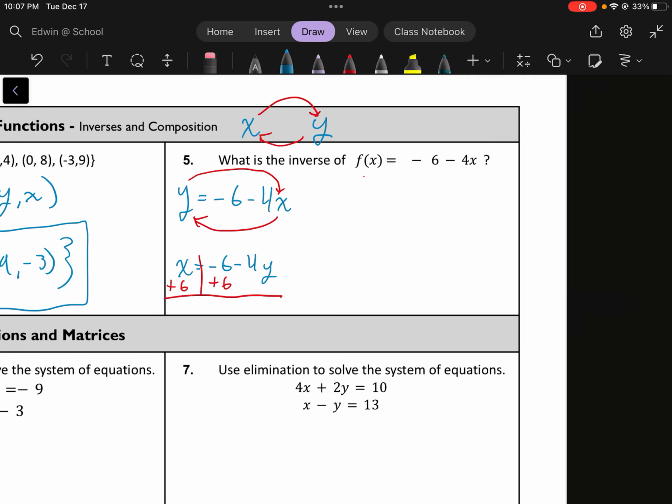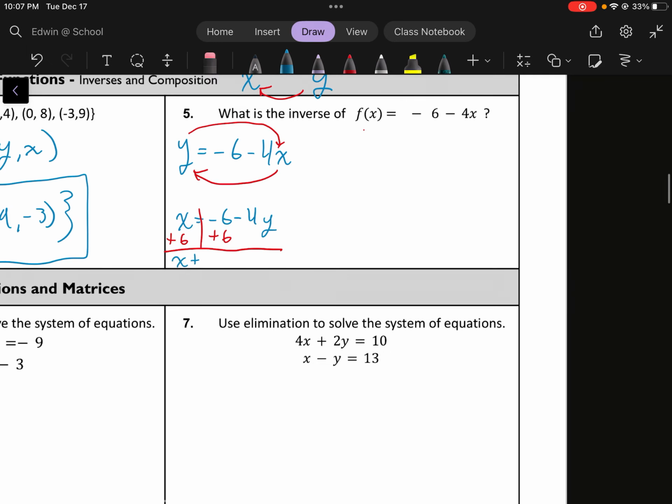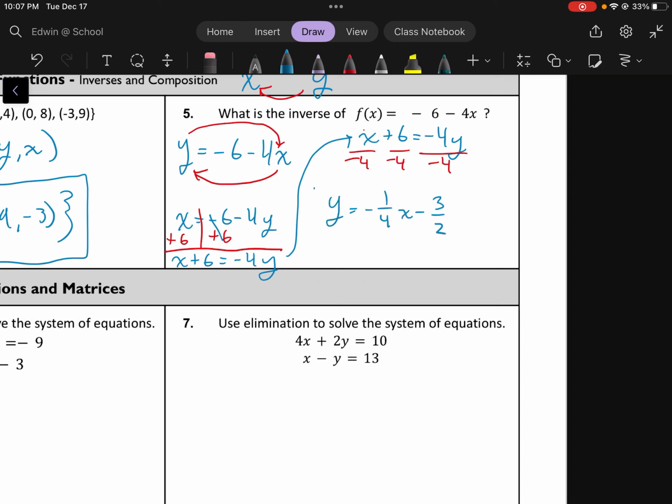So I see this -6, so I want to move it over to the other side. So we got x plus 6 is going to be equal to -4y. I'll actually rewrite it over here because I'm running out of space. Last step is to divide by -4. So we get an answer of y is equal to -1 over 4 x minus 3 over 2. It simplifies to 3 over 2. That is the inverse.